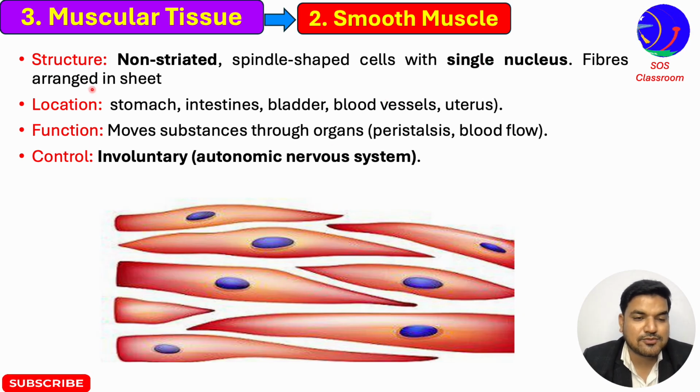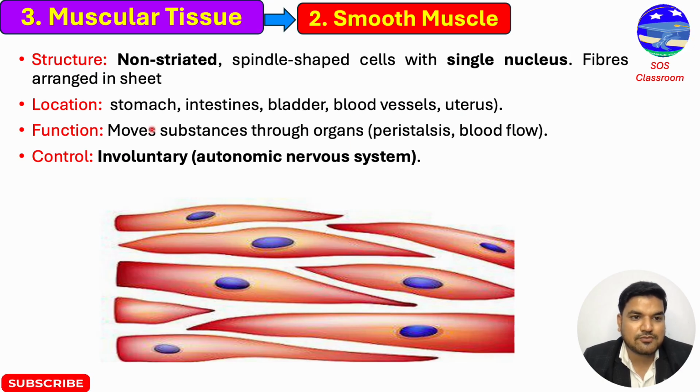What are the locations of smooth muscles in the body? In the stomach, intestines, bladder, blood vessels, and uterus. These are involuntary muscle cells. Involuntary means we cannot control the movement of smooth muscles. Like the stomach, we cannot control its movement. We cannot control intestine movement, bladder movement, blood vessels, or the uterus.